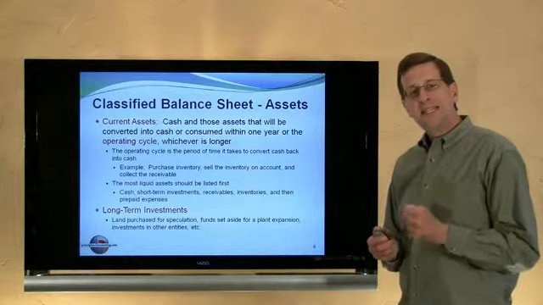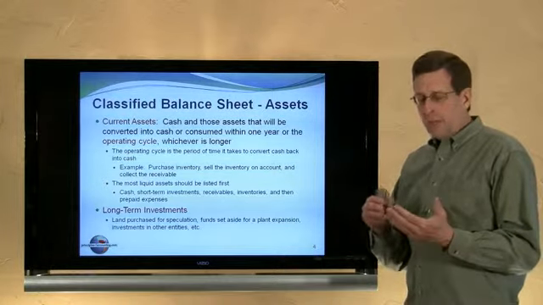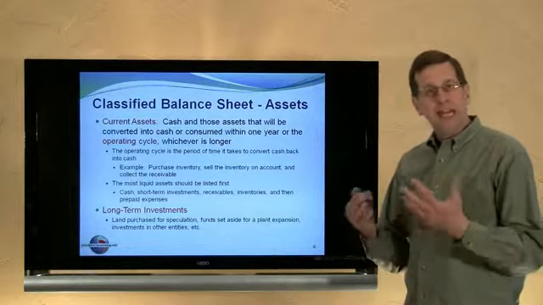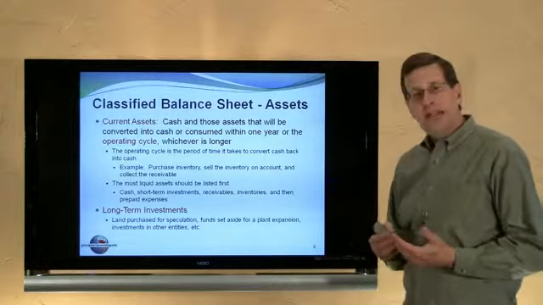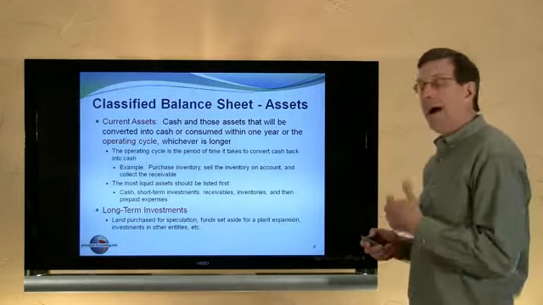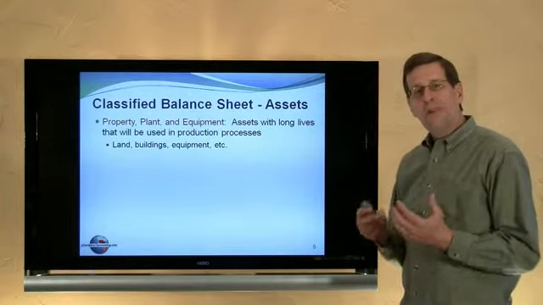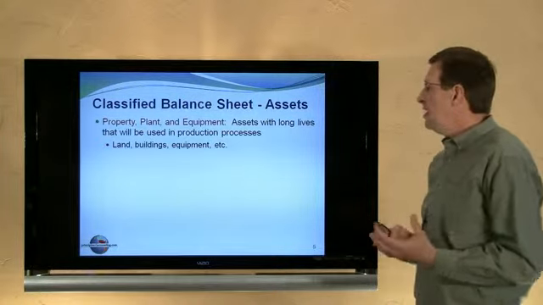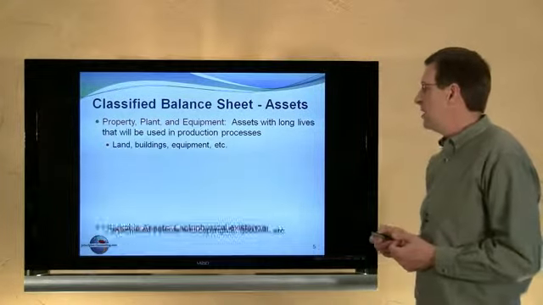Long-term investments is the second major category I would have you consider on a classified balance sheet. It's where we would report investments in other companies, land that's held for speculation or at least land that's not in productive use of the business, funds that might be set aside for future plant expansion. There's any number of potential items that could pop up in the long-term investments category. Property, plant, and equipment is the third major category of assets on the classified balance sheet. These are assets with long lives that are used in the productive process, such as land, buildings, and equipment.